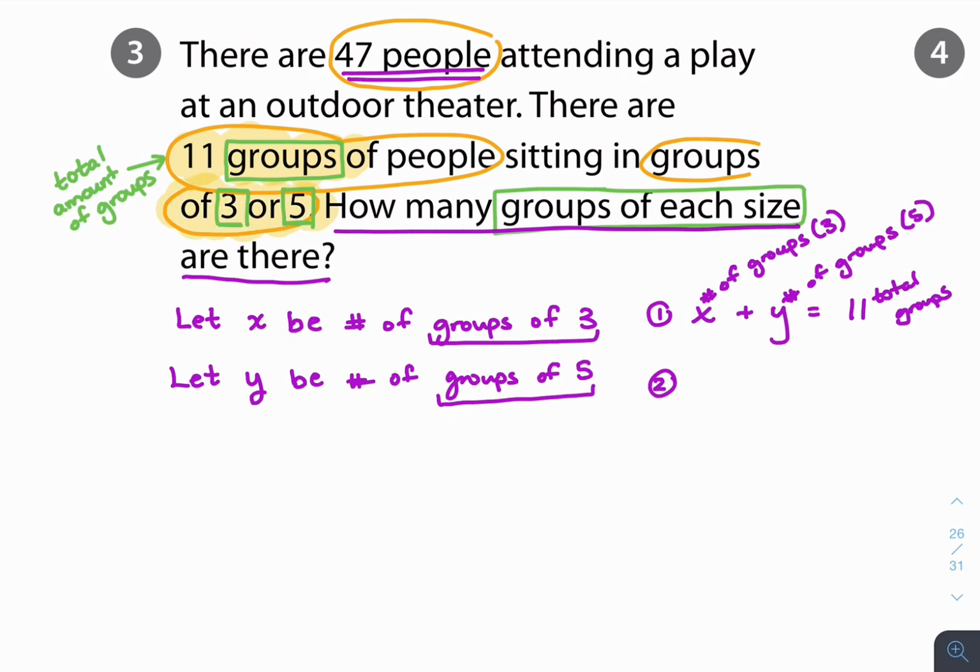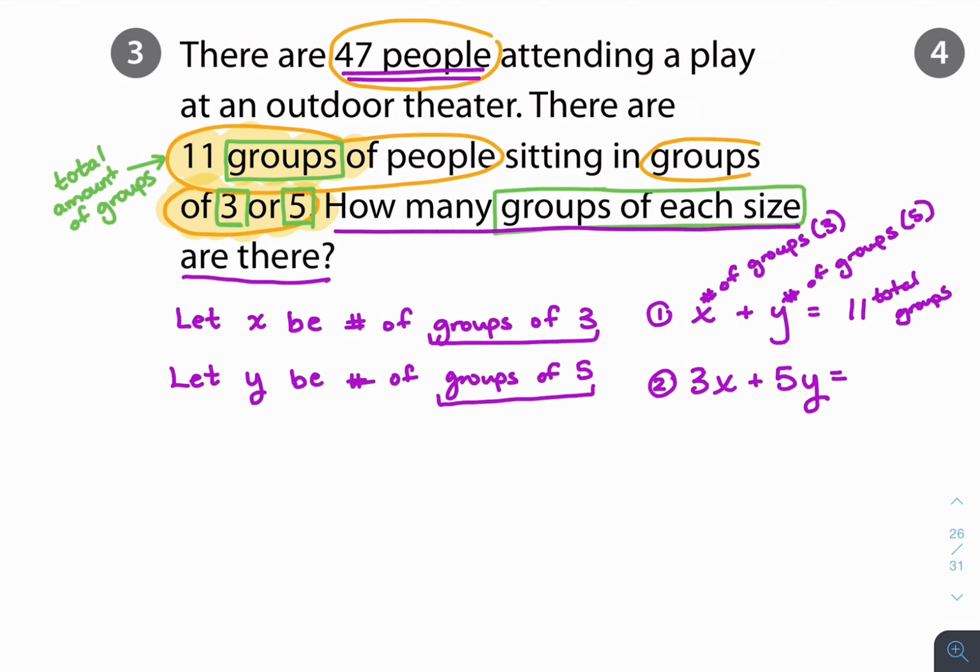where it tells me I'm looking at groups of 3 or I'm looking at groups of 5, right? So 3x will tell me how many people are in groups of 3 total. So if I have 5 groups of 3, that's 15 people total, because 3 times 5 is 15. And 5y will tell me how many people I have in groups of 5. So if I had 2 groups of 5, I'd have 10 people total, because 5 times 2 is 10. So this tells me the total amount of people.